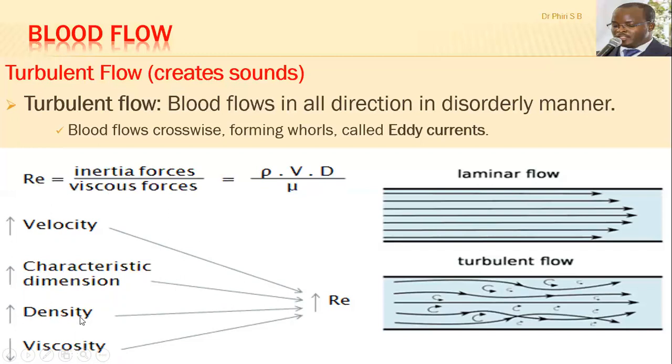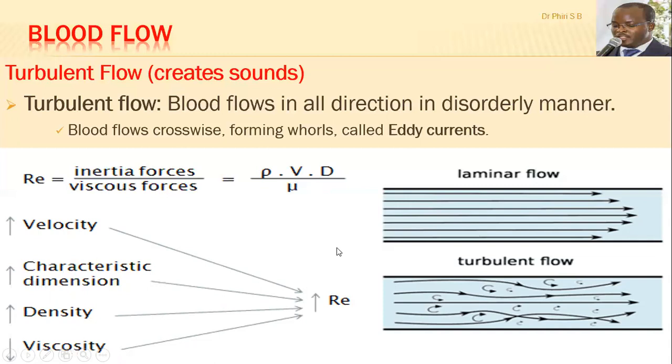If you have an increase in the density, so the density is here, then the Reynolds number is also going to increase. Remember, the Reynolds number is directly proportional to the density, the velocity, and the diameter, but it's inversely proportional to the viscosity. So if you have a decrease in viscosity, you're going to have an increase in Reynolds number. If you have an increase in viscosity, you're going to have a decrease in Reynolds number. If you have a decrease in viscosity, you're going to have an increase in Reynolds number.